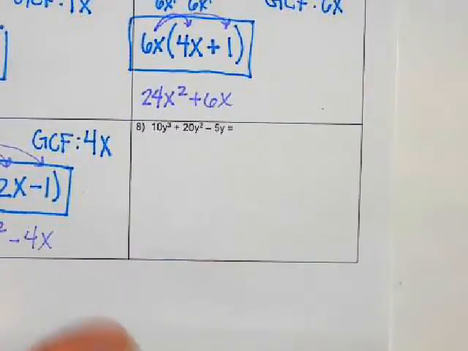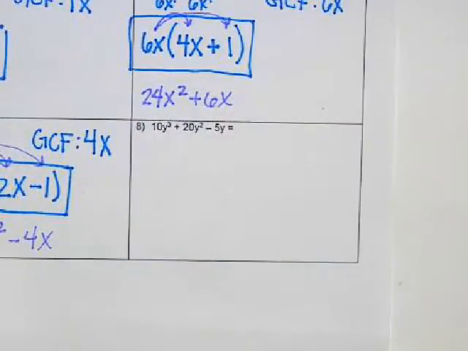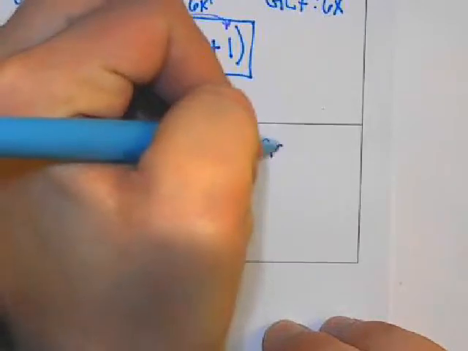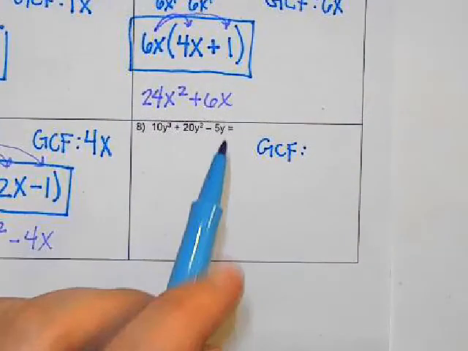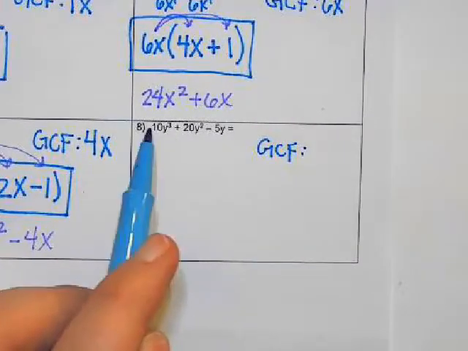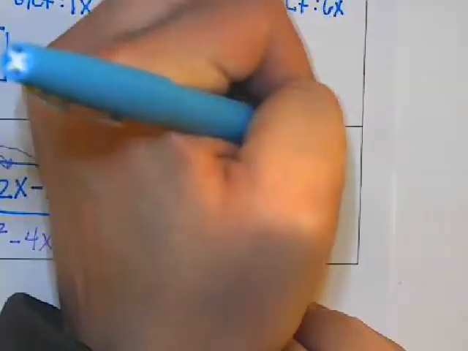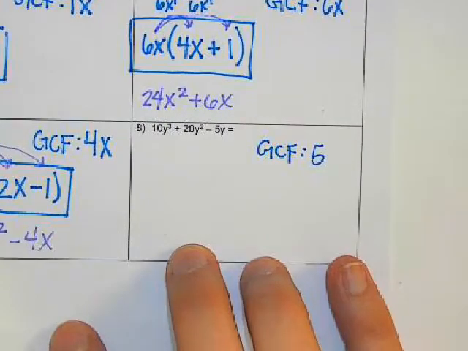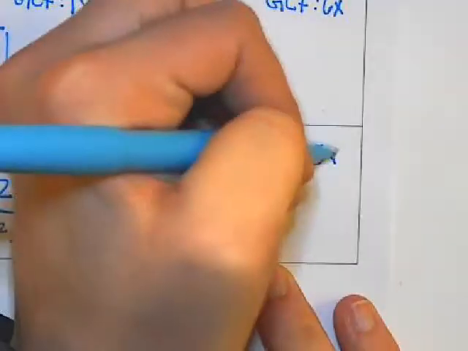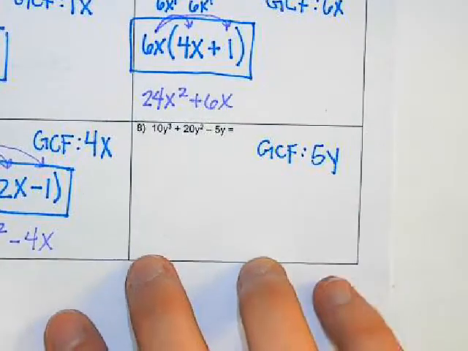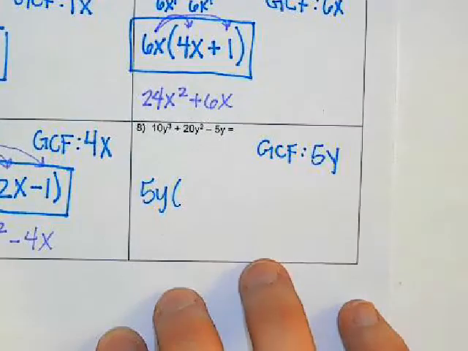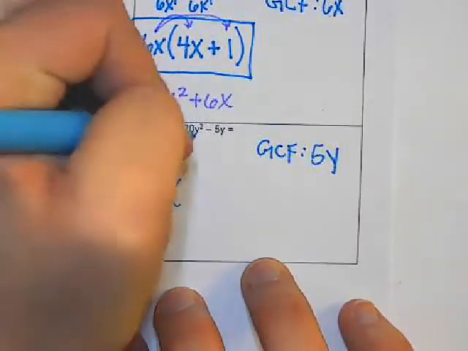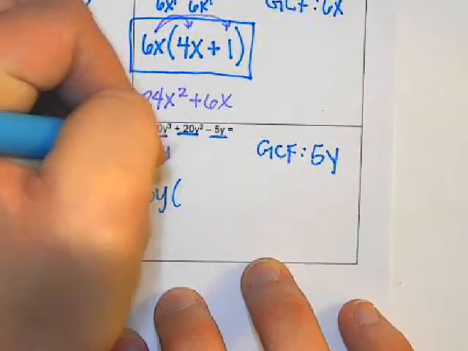Okay, number 8. Step 1: GCF. What's my smallest number? 5. Can 5 go into 5? Can 5 go into 20? Can 5 go into 10? Yes, my GCF is 5. Do they all have a y in common? Yes. And the smallest exponent? 1. Step 2, write your GCF outside the parentheses. Step 3, divide by your GCF. 5y.